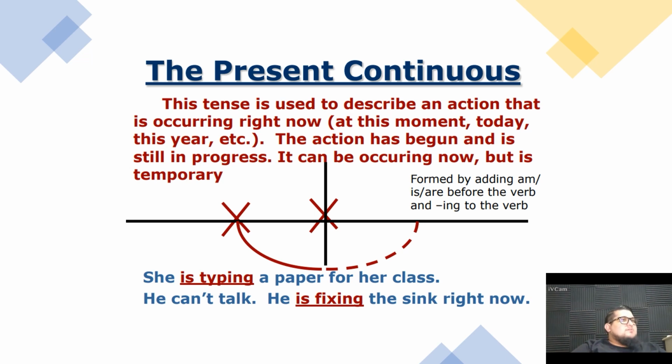The present continuous. This tense is used to describe an action that is occurring right now, at this moment, today, this year, etc. The action has begun and is still in progress. It can be occurring now, but it's temporary, and it's formed by adding am, is, are before the verb, and adding ing to the verb. For example, she's typing a paper for her class. Another example, he can't talk because he's fixing the sink right now.